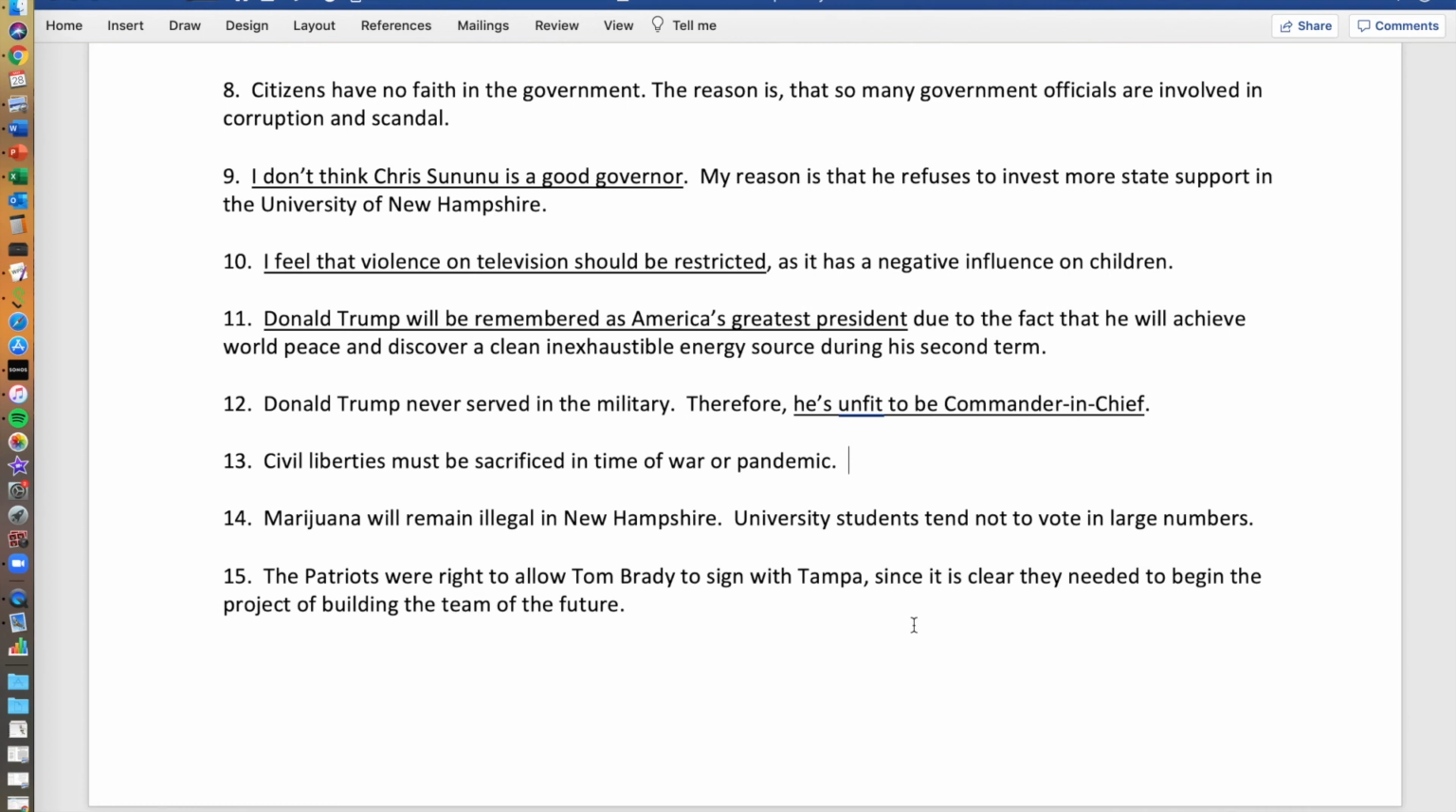So I think to make this into an argument, you have to depend on members of the audience to actually fill in several inference steps between the statement university students tend not to vote in large numbers and marijuana will remain illegal in New Hampshire. So it would have to be something like, because students don't vote in large numbers, candidates who favor legalization of marijuana are not likely to get elected. Because those candidates are not likely to get elected, legislation legalizing marijuana is unlikely to be introduced into the state legislature. Because that's not going to happen, marijuana will remain illegal in New Hampshire.